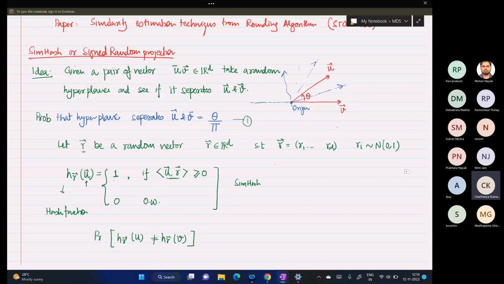When the vector we choose is between those two. And what is that value? Theta. So we want to calculate the probability that HR of U is not equal to HR of V, which is theta by pi.